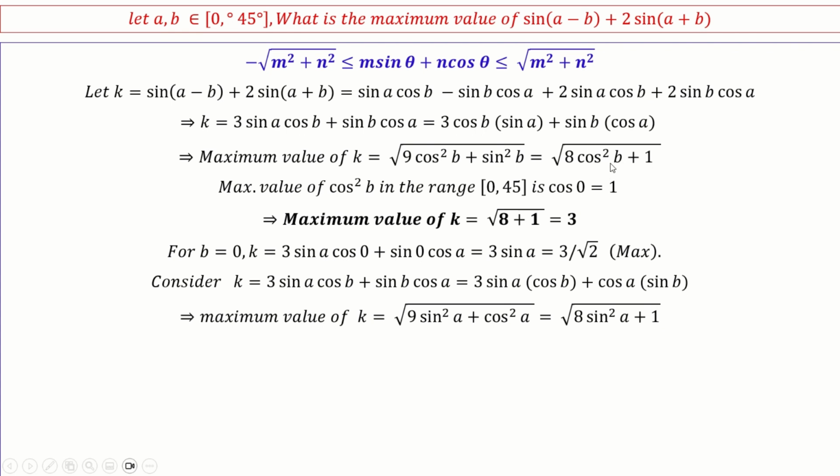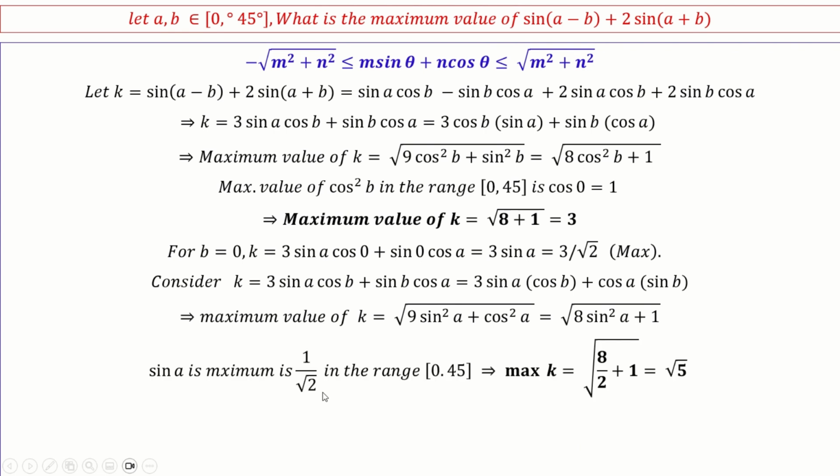Here I am left with cos B, where 0 is the maximum value actually. But I am restricted to up to 45 degrees only. Here the maximum would actually be at 90 degrees, right? Sin A is 1 at 90 degrees, but 90 degrees is not in this range, correct? So I will restrict my A to 45 degrees. So this is the right way. This is the maximum value I'll get, correct? If I put A equal to 45 degrees in this range 0 to 45, 1 by root 2 is the maximum. So max k will be square root of 8 by 2 plus 1, which is square root of 5. This is the maximum possible value.